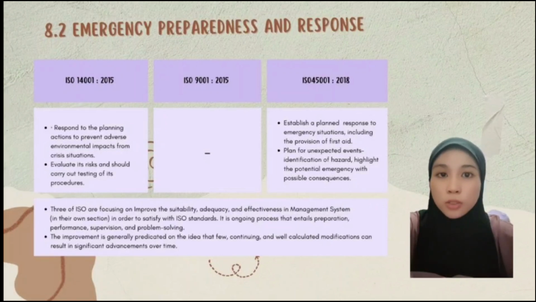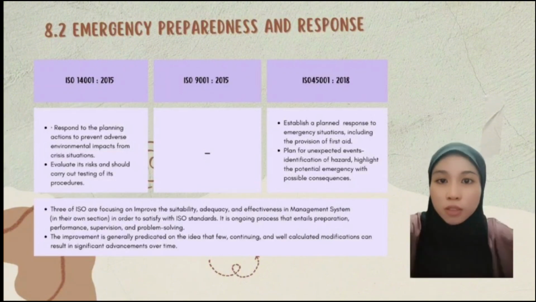For ISO 14001, respond with pre-planned actions to prevent adverse environmental impact from crisis situations. And second is to evaluate the risk and carry out testing of its procedures. ISO 9001 doesn't have it, and for ISO 45001:2018, it is to establish a planned response to emergency situations including the provision of first aid. And the second one is to plan for unexpected events, identification of hazards, and highlight potential emergencies with possible consequences.